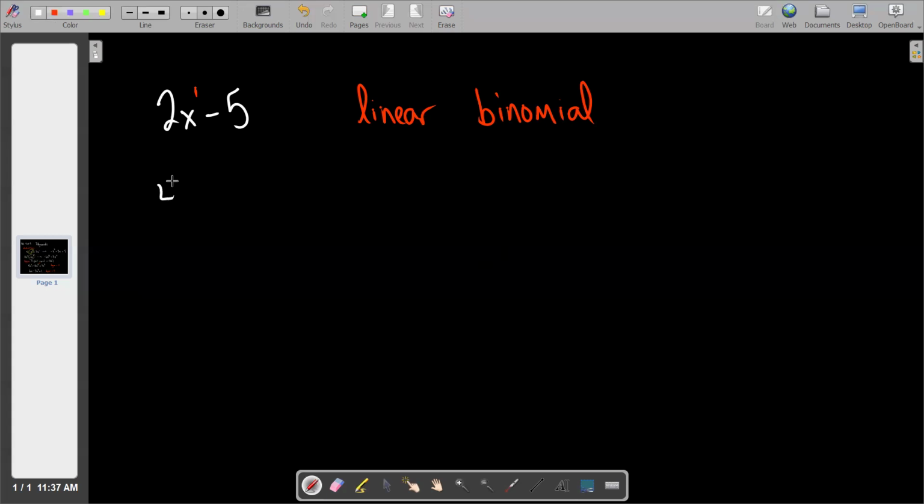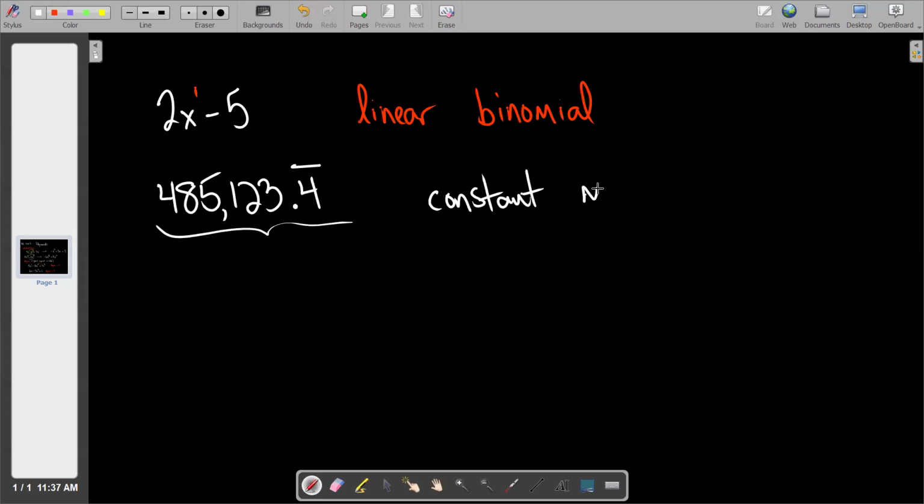How about this one? 485,123 and 4/9, or 0.4 repeating. It is called a constant because it doesn't have any variables, and it's only got 1 term. So it is a constant monomial. Every number you've ever worked with since you first learned what a number was has been a constant monomial. What's the number again? 485,123 and 4/9. Oh, okay.